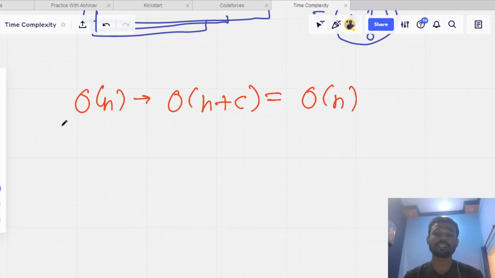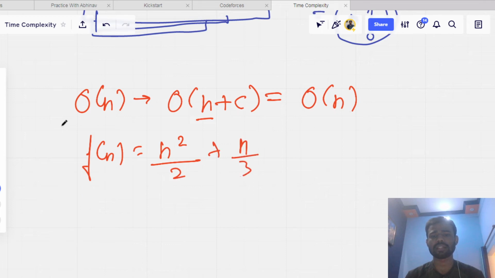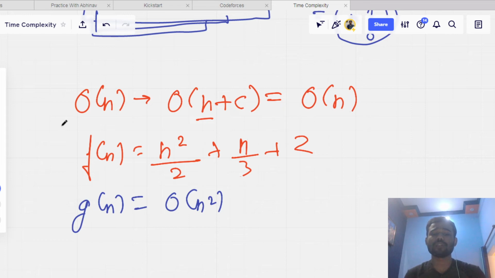Because the significance, the number with highest significance is n. For example, take an example that f(n) is n square by 2 plus n by 3 plus 2. So if I ask you what is the time complexity, what is the g(n) of this particular function, g meaning the time complexity function. You can say that it is O(n square) because the highest significance is of n square here. So it is O(n square). Fine. So if we add some constant here, plus 1 plus say anything, then also it will be n square only.